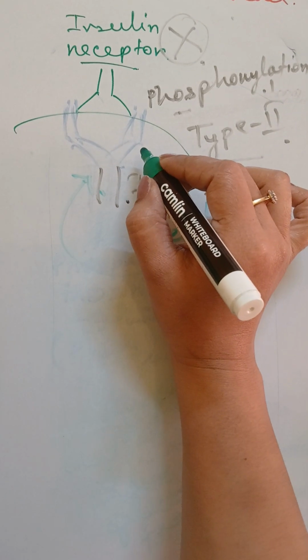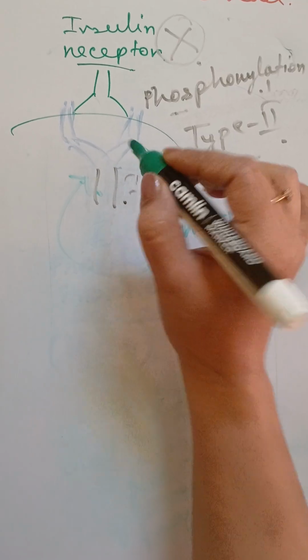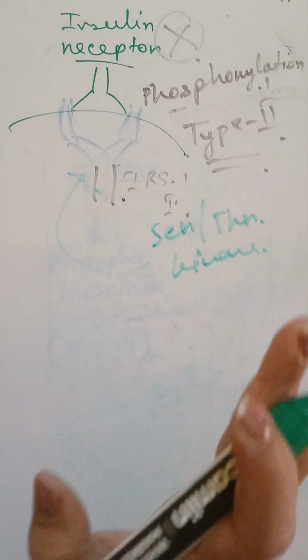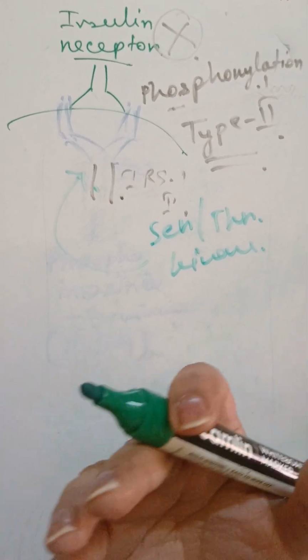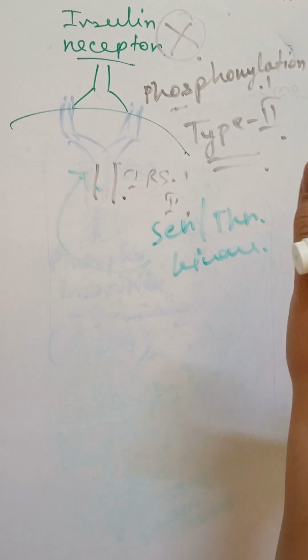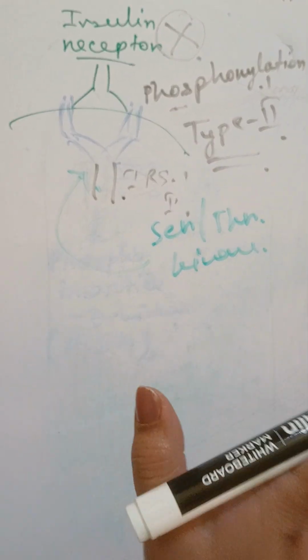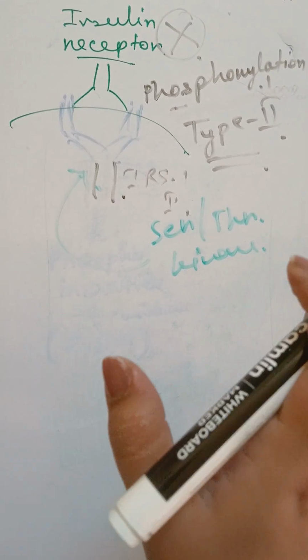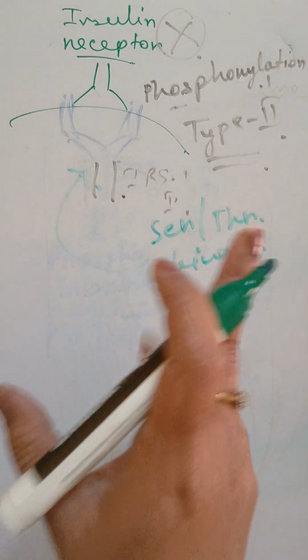But the residue is not the tyrosine this time. It is basically the serine or threonine. Okay, it's not the tyrosine, so the tyrosine is not phosphorylated by the insulin receptor. Remember this: in a normal situation, the insulin receptor phosphorylates the tyrosine residues of IRS, which normally follows the whole insulin cascade.